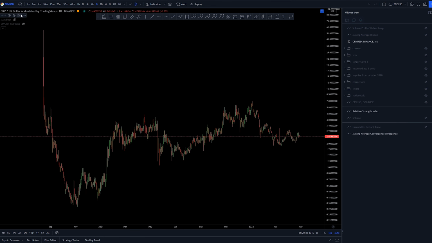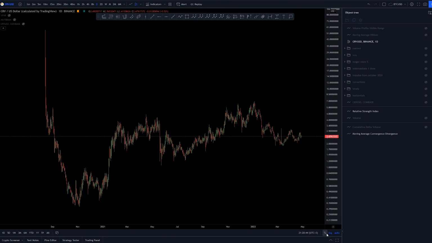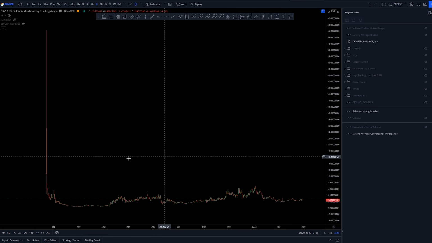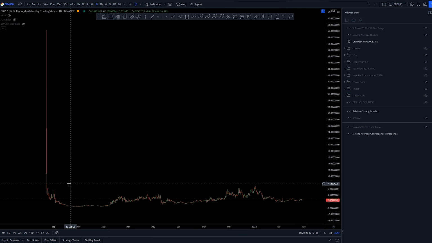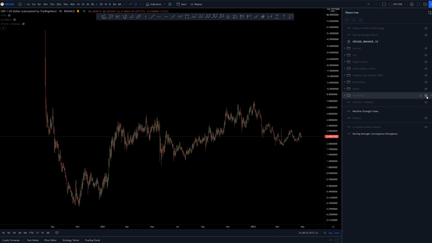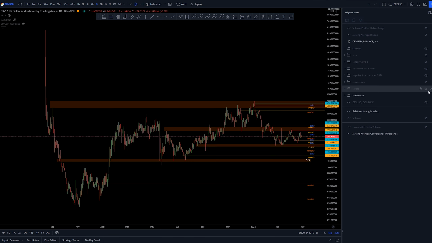So this chart is from Binance and can be found on TradingView. I'm going to be using a logarithmic chart because otherwise, good luck interpreting this price action here. So let's get going with the levels.